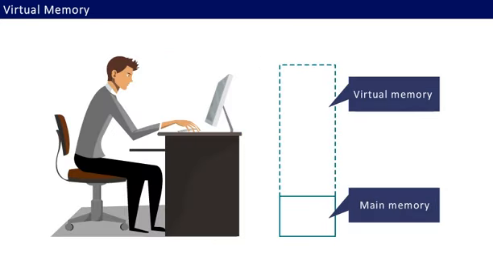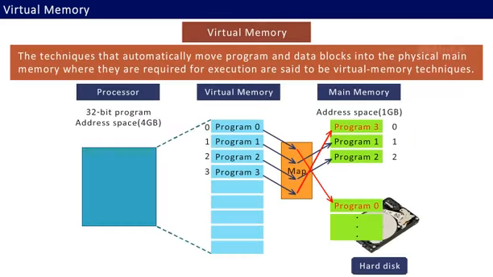Therefore, virtual memory provides an illusion to the programmer that the computer has enough primary memory left to run the programs. The techniques that automatically move program and data blocks into the physical main memory, where they are required for execution, are said to be virtual memory techniques.